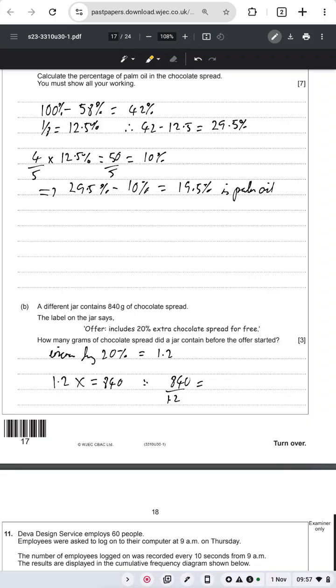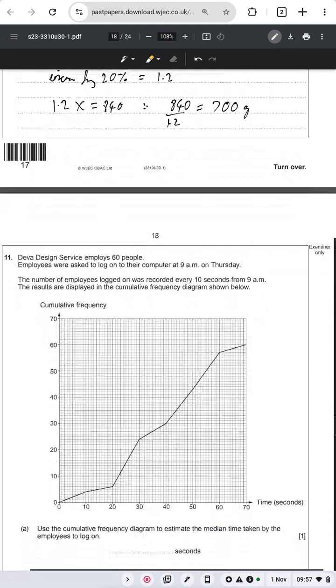So that would give 84 divided by 12 is 7. But we've moved the decimal point from the 1.2 to make it 12. So we have to add a 0. And there's an extra 0 on the 840. So the original weight of the jar was 700 grams.